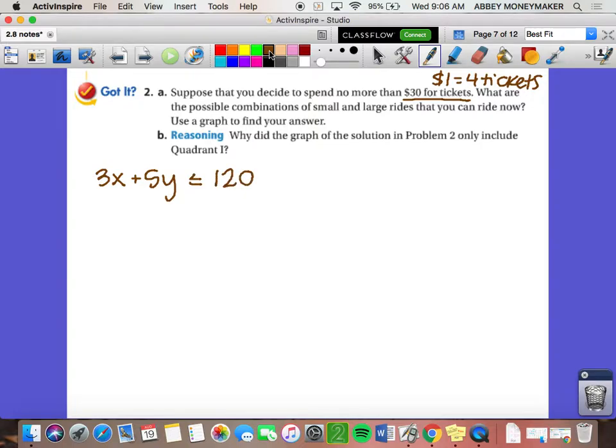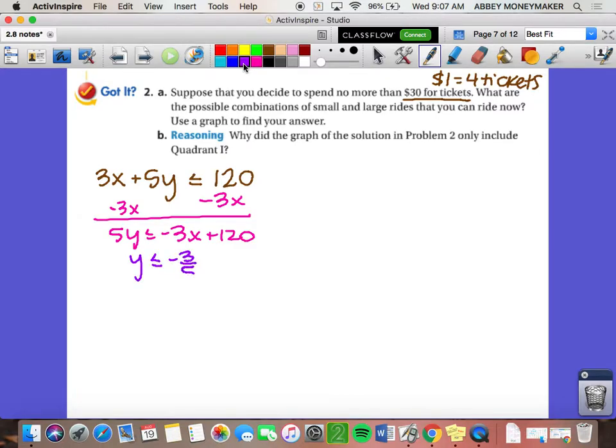You have 120 tickets. So is this equation going to look very familiar? Yes. I'm going to set this up the same way. I'm going to subtract the 3x from both sides. So I have 5y is less than or equal to negative 3x plus 120. So I have y is less than or equal to negative 3/5 x plus 24. And then you could do the same thing here.